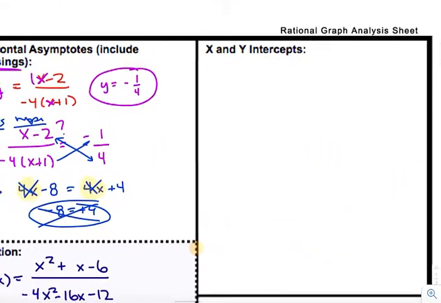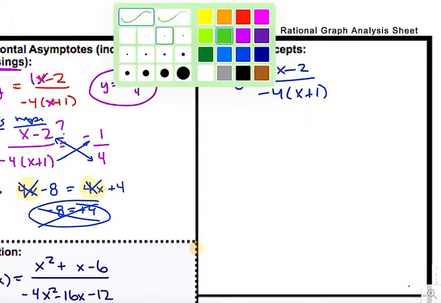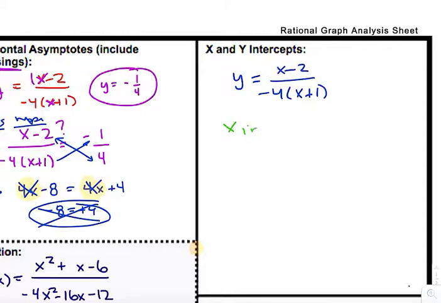Let's figure out our x and y intercepts. Now again, we can do this with this function, the x minus 2 over negative 4(x plus 1), our reduced function, our depressed function. And so let's find our x-intercepts here. Let's find our y-intercepts here. So recall that the x-intercept is the value of x when y equals 0. And so we can set y to be 0 and solve our function.